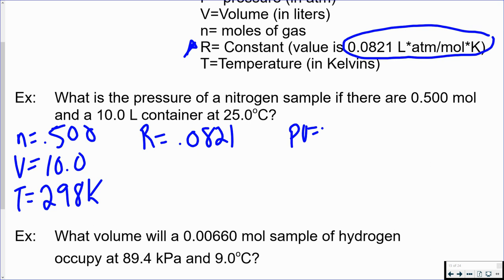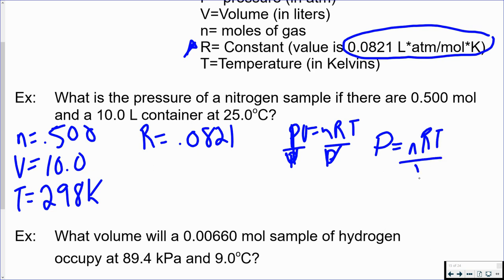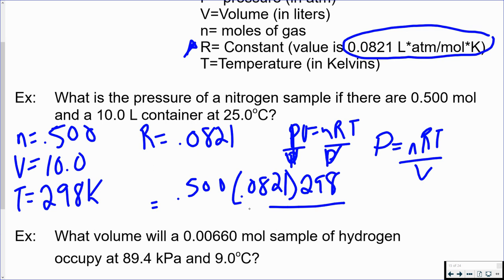So we have PV = nRT. We're going to divide both sides by P. Oops, not by P, by V. We're going to get the same thing, but now P is equal to nRT over V. So we're going to plug that in. You're going to have 0.500 times 0.0821 times 298 all over 10.